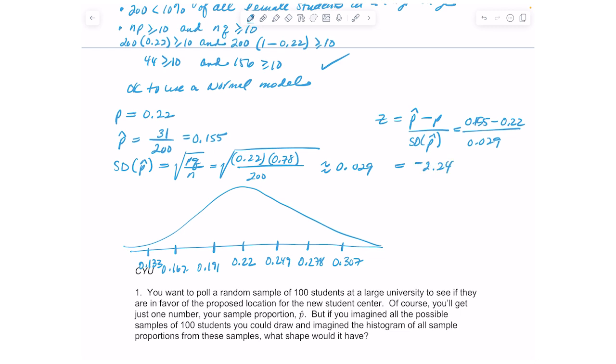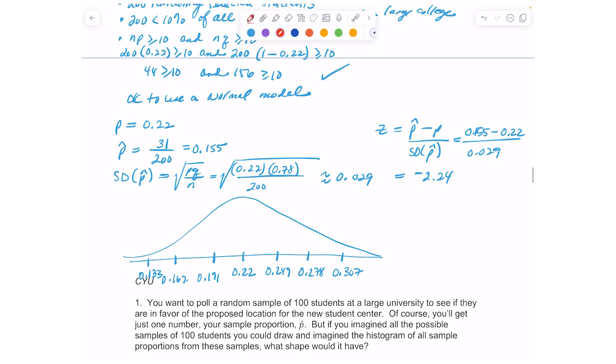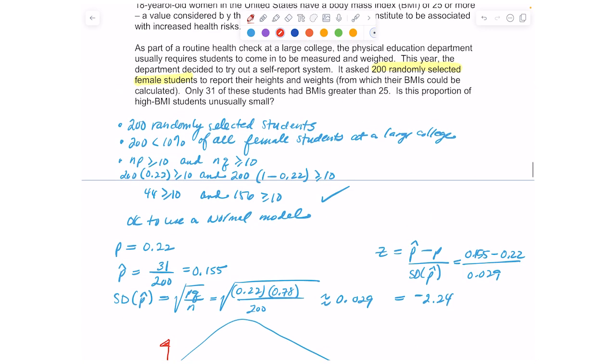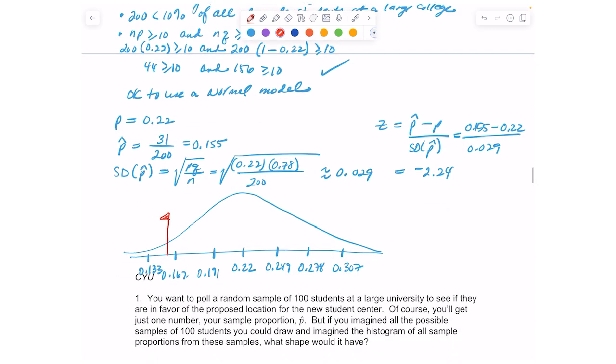So that's your z. So that tells me that my sample statistic, my p-hat, is somewhere in here, because that's negative 2.24 standard deviations below. So is our statistic unusually small? Well, if we just estimate here, according to the empirical rule, if you'll remember, 95% of the data values are within 2 standard deviations of the mean.